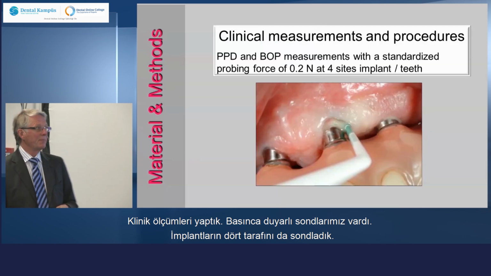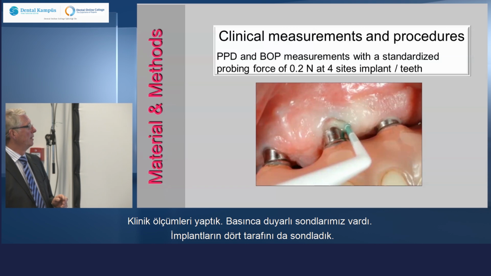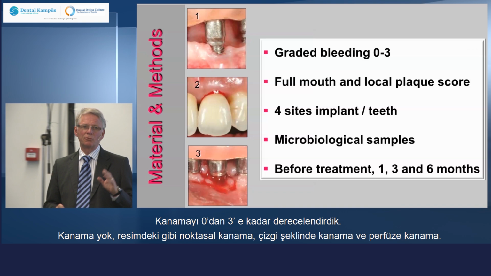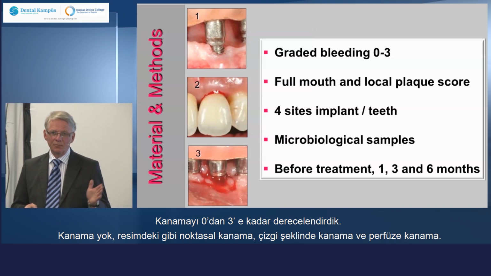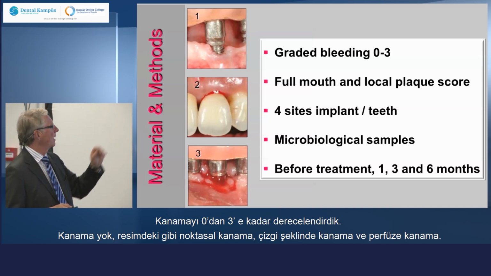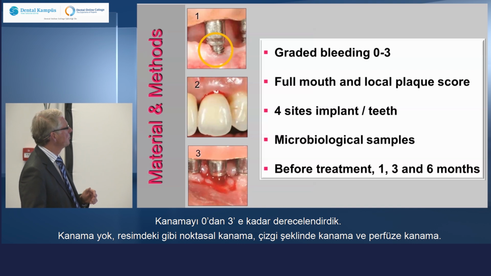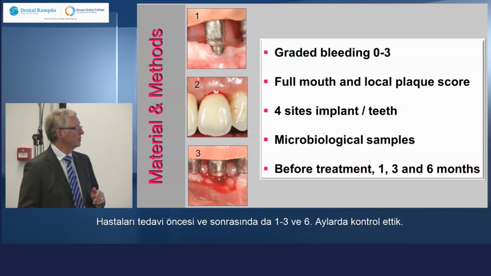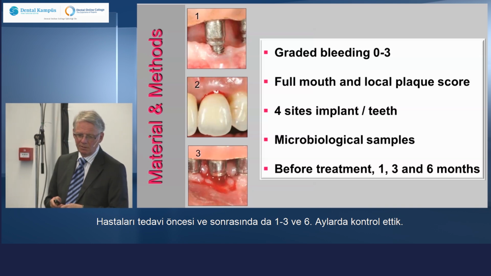So we did clinical measurements, and we had a pressure sensitive probe, and we probed 4 sites around each implant. We tried to grade the bleeding from 0 to 3. So no bleeding. We had a point or little bleeding like this, just a point of bleeding, a line of bleeding, or profuse bleeding. So we checked patients before, and 1, 3, and 6 months after therapy.